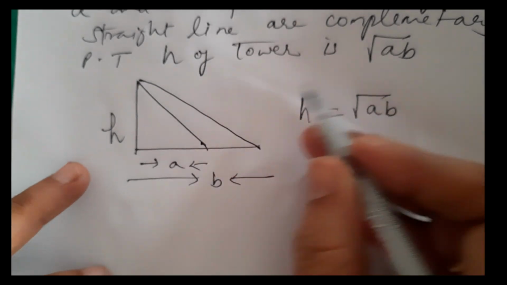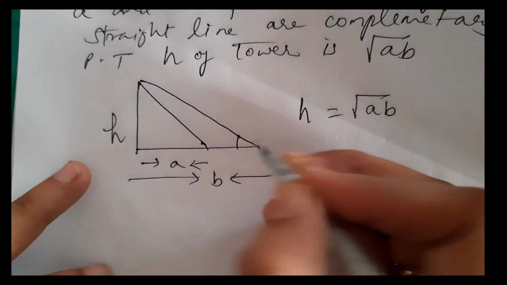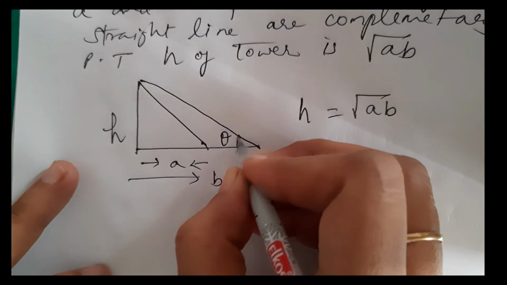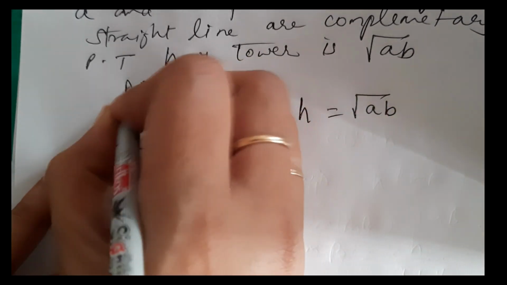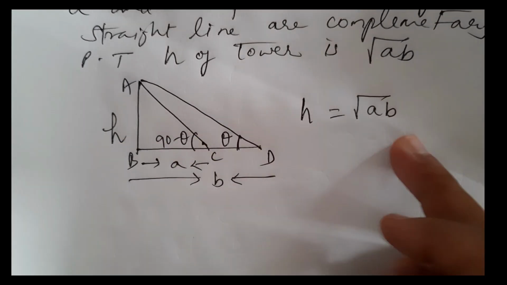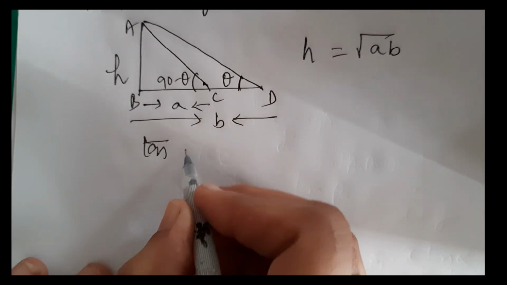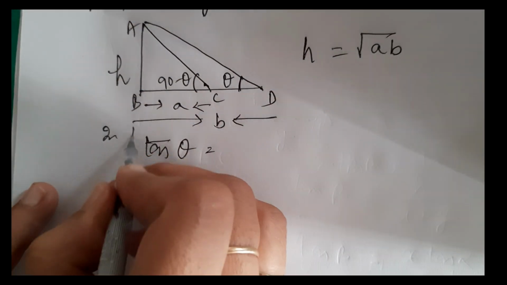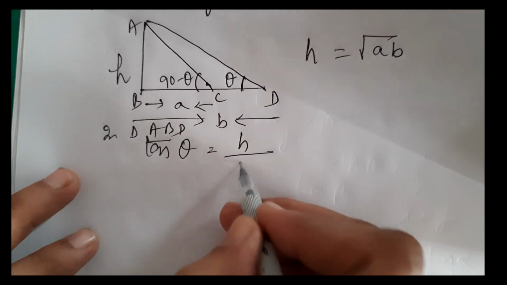This can be an MCQ also. Remember that whenever the angles are given as complementary, it means the sum of the two angles is 90. So if I consider one as theta, the other will be 90 minus theta. Now from this triangle, we need to prove that this height is under root AB. So let's start with the solution. Tan theta, in the bigger triangle ABD, is h upon B.